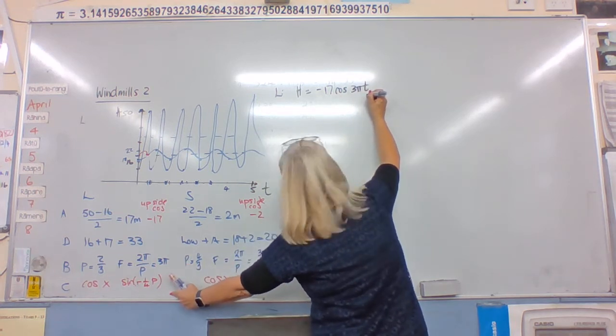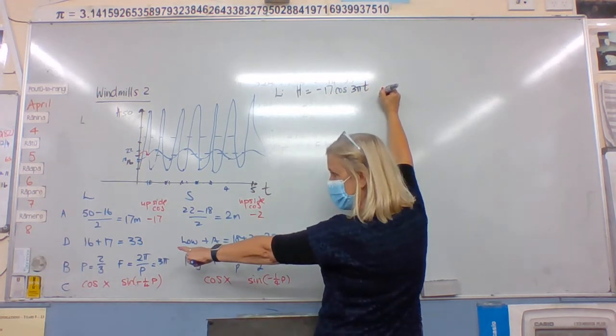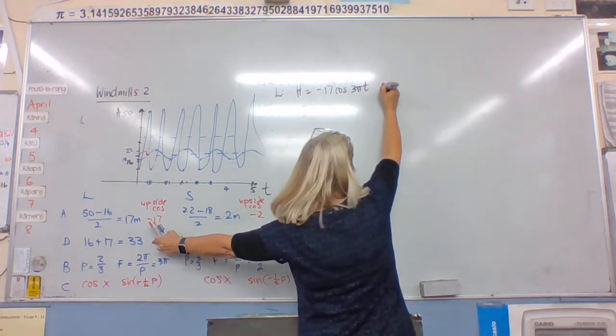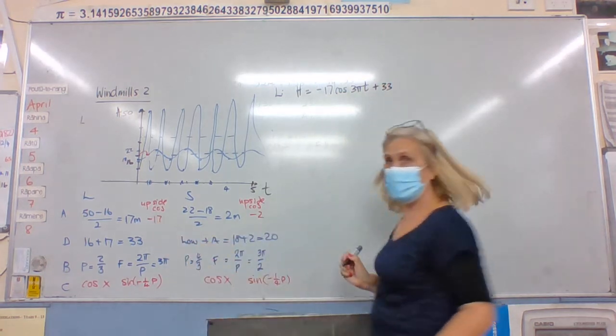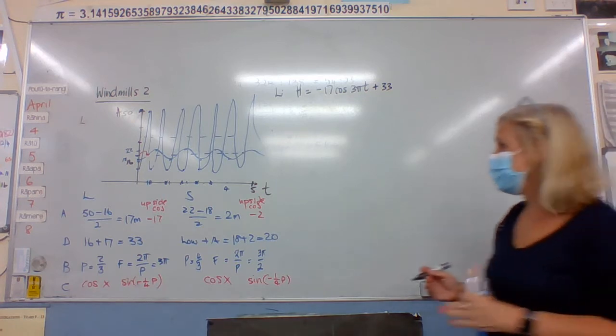Is there a C? No, because we're using cosine. Otherwise, we'd have to put the T in a bracket. And D plus 33. All right? So it just falls into the ABCD pattern. This one.